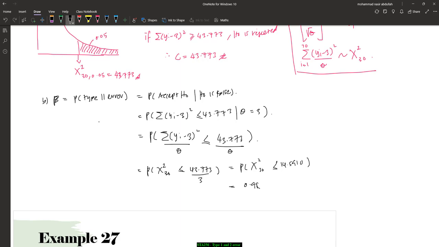Eh, 0.01, right? Look in the statistical table. 0.01, so this is 0.01 and the power of the test should be equal to 1 minus beta, equal to 0.99.